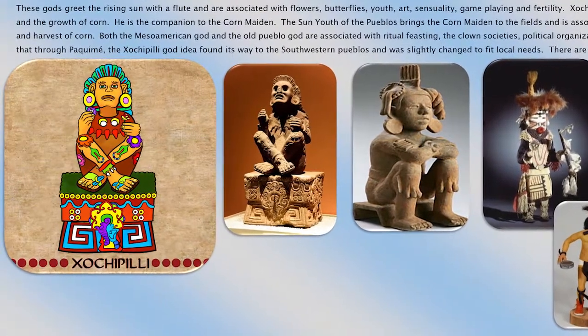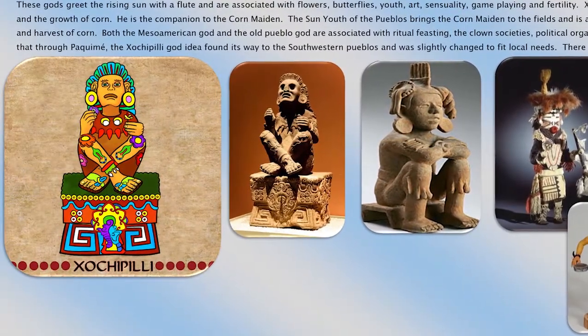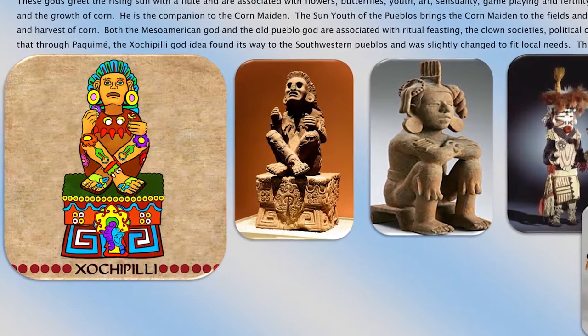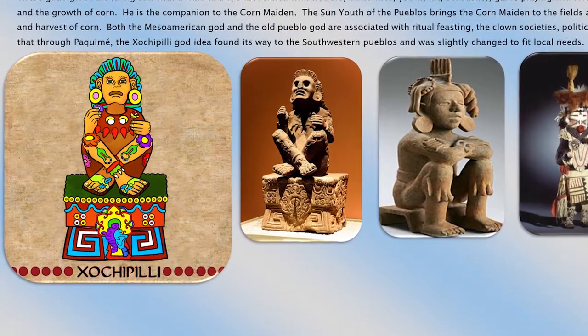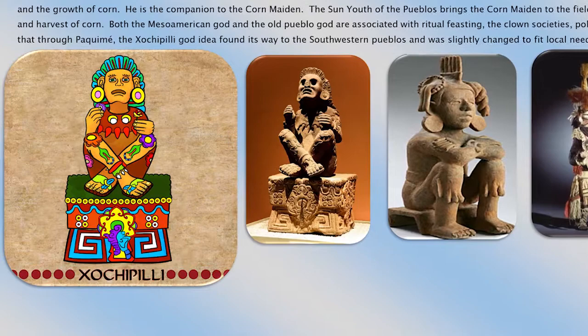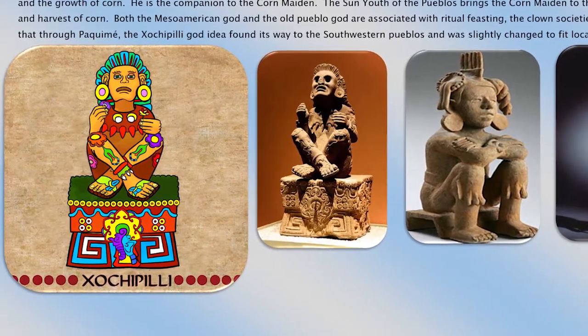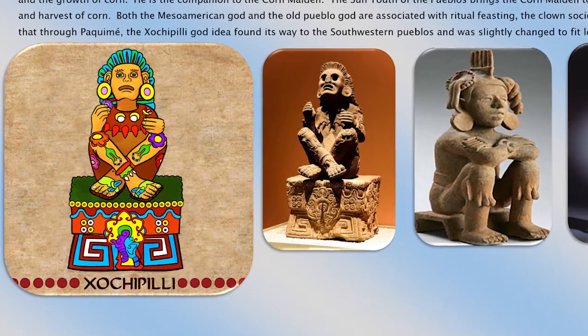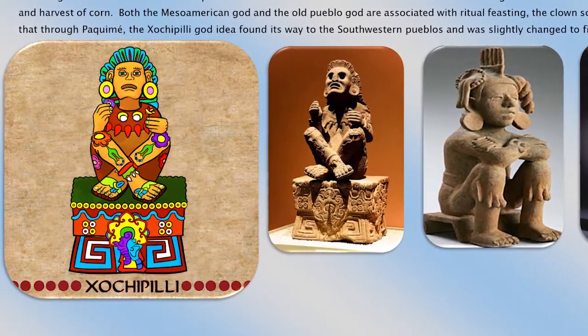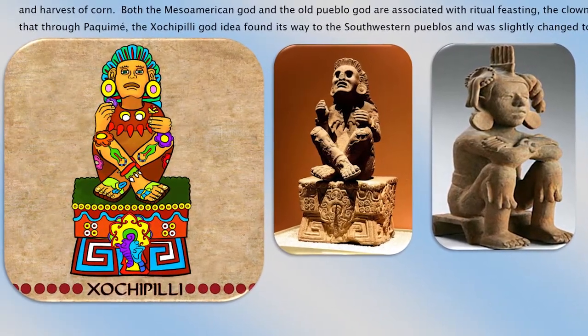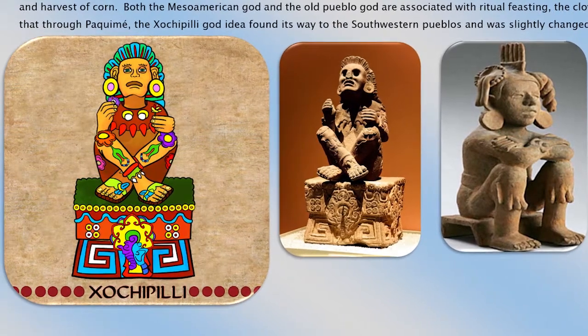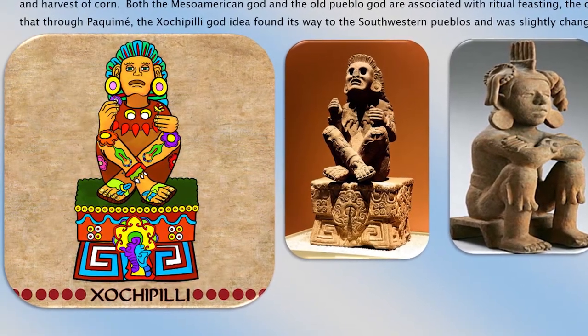of the Hopi people. These gods are associated with the sun and are often depicted as wearing the headdress of a scarlet macaw. These gods greet the rising sun with a flute and are associated with flowers, butterflies, youth, art, sensuality, game playing, and fertility. Xochipilli is also associated with provisions, generation, and growth of corn. He is the companion to the corn maiden.